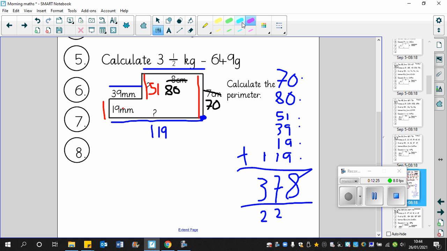And now what I will do is I'll do it in my head just to see if I can confirm that. So 70 add 80 is 150, add 51 is 201, add 39, that's 240, plus 19 is 259, 359, 369, 378. Yes, good, I'm pleased with that.